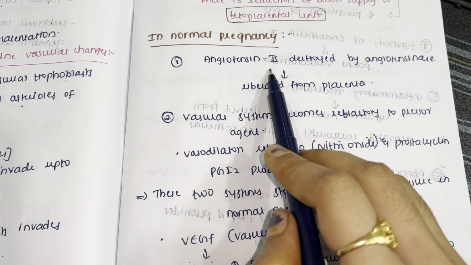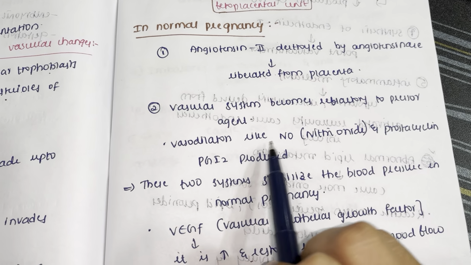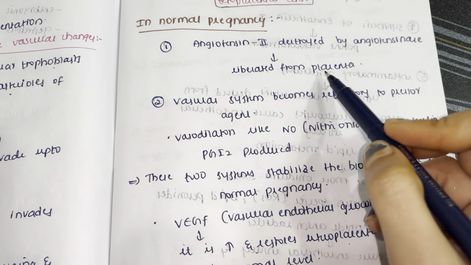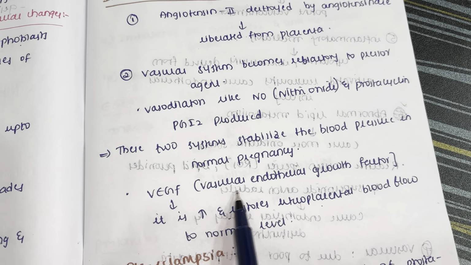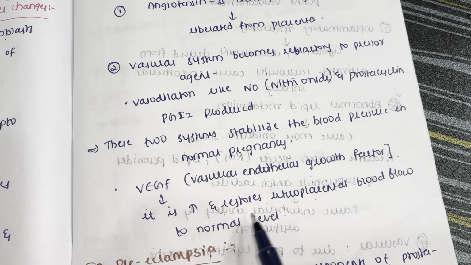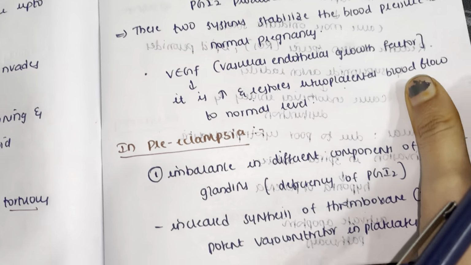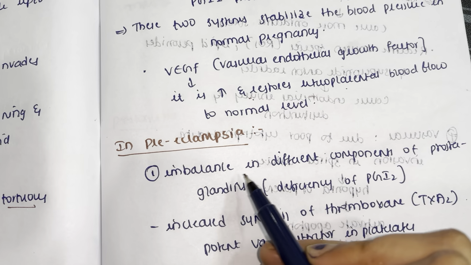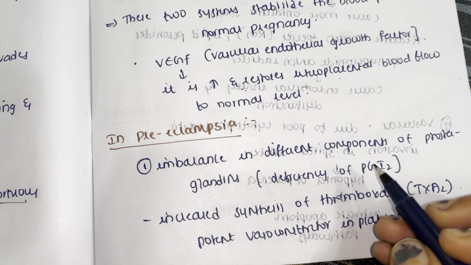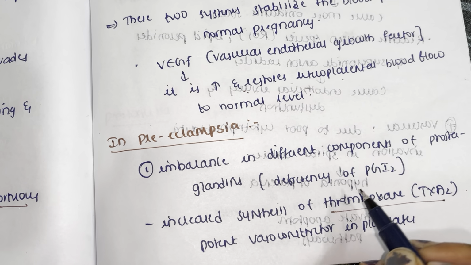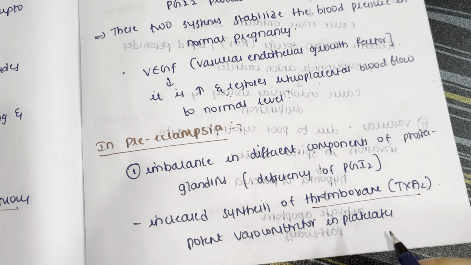So these are the normal things. One is angiotensin 2 destroyed by angiotensinase from the placenta, with vasodilators like nitric oxide released, and these two are in a balanced system. Another is VEGF, which increases and restores the uteroplacental blood flow to the normal level. Now in preeclampsia, an imbalance in different components of prostaglandins occurs. This increases the synthesis of thromboxane A2. What is thromboxane A2? It is a potent vasoconstrictor in the platelets.